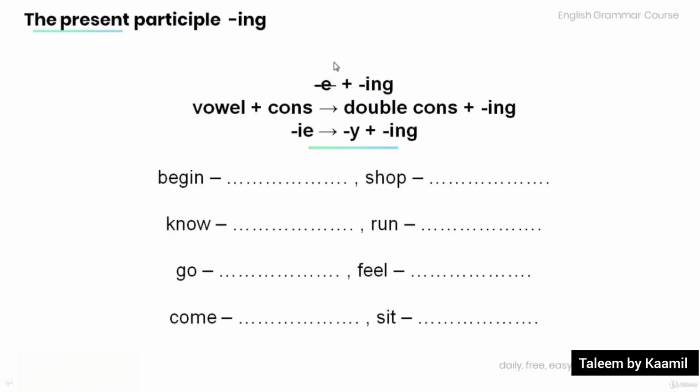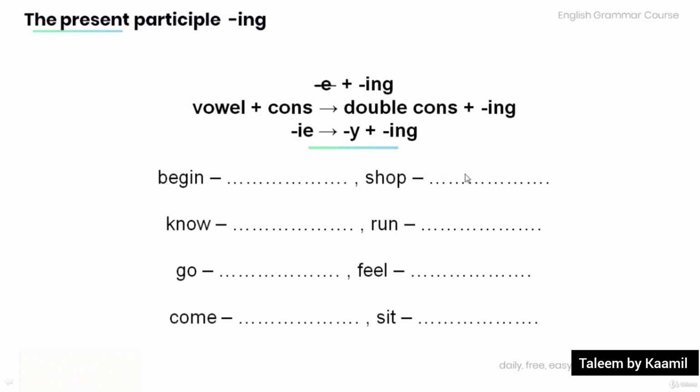Now let's review and practice a bit. Remember that when a verb ends in E, get rid of the E and then add -ing. And when a verb ends with a vowel plus a consonant, double the consonant and then add -ing. And when a verb ends with -ie, change -ie to y and then add -ing. Now provide the present participle form of the words below.